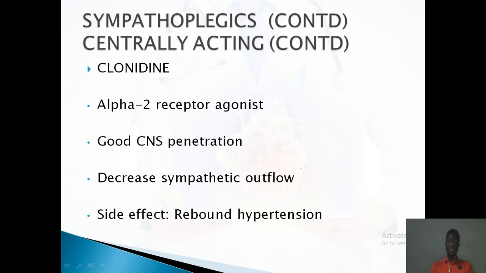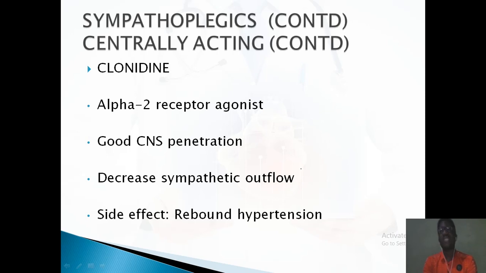So let's talk about clonidine. I told you two major examples of centrally acting sympathoplegics: clonidine and alpha-methyldopa. Clonidine is an alpha-2 receptor agonist. Of course, it's centrally acting, so it should have good CNS penetration. Just a tip for pharmacokinetics: any drug that acts on the CNS should have good CNS penetration. Like I said before, it decreases sympathetic outflow. And one major side effect of clonidine is rebound hypertension.